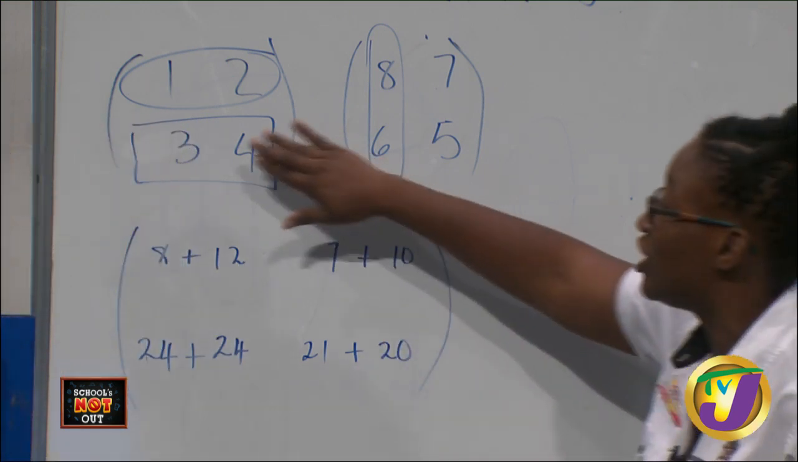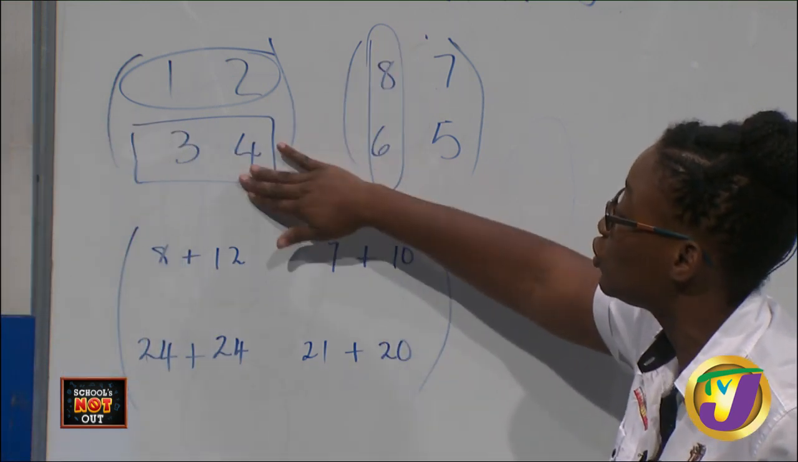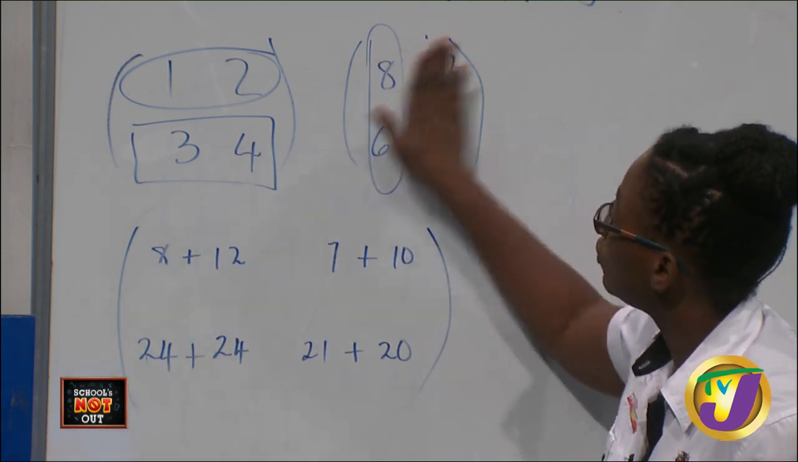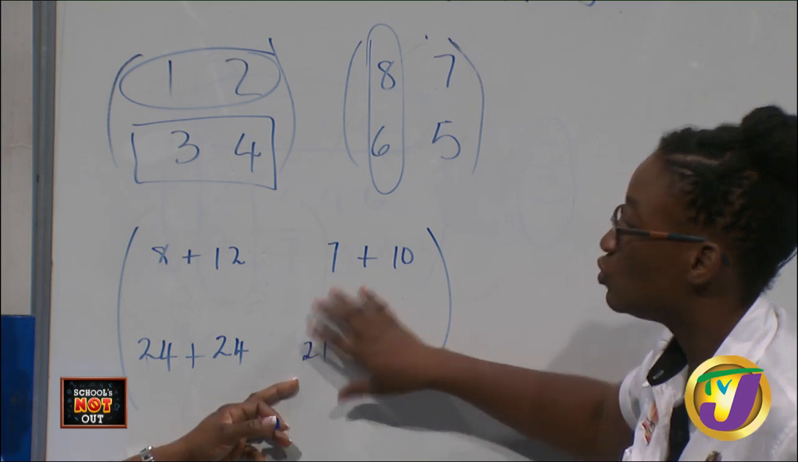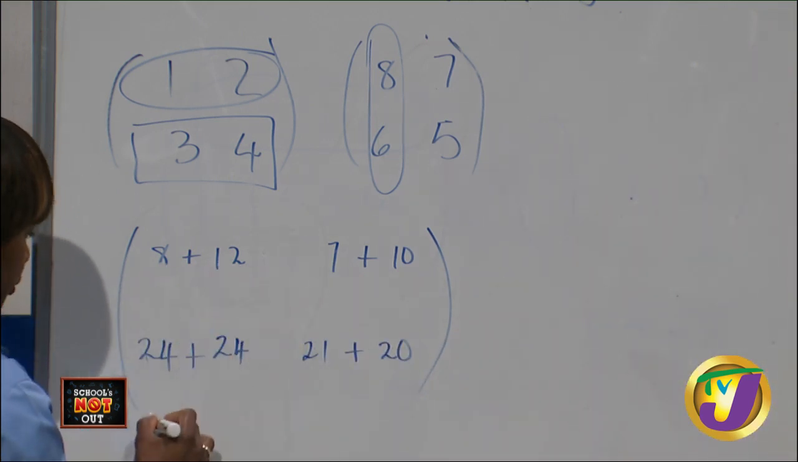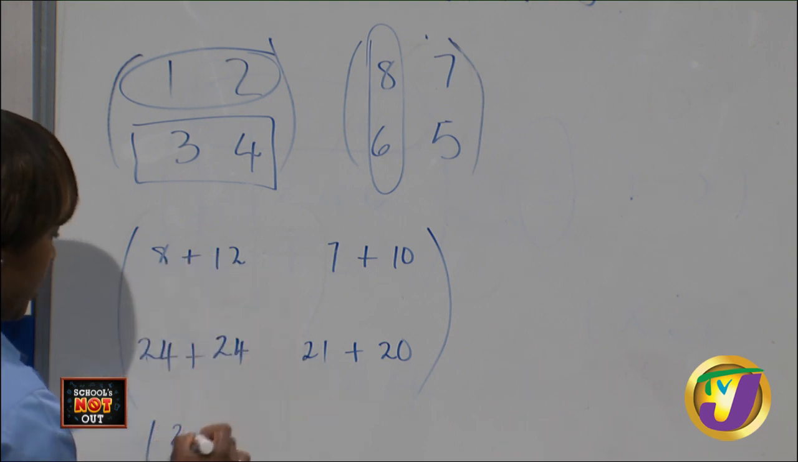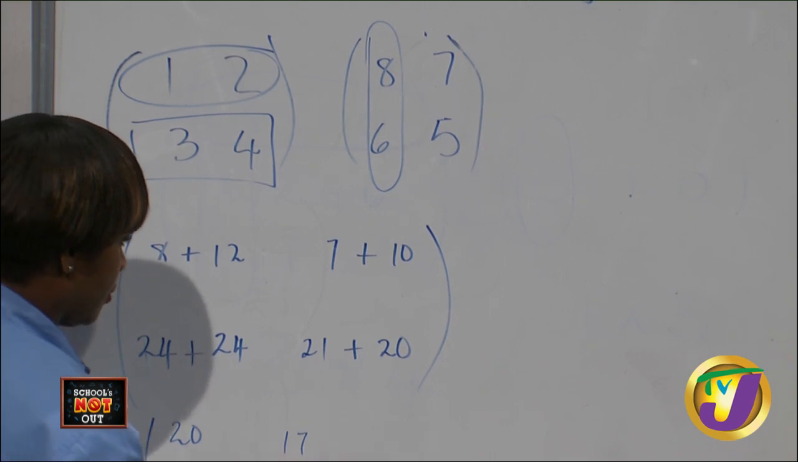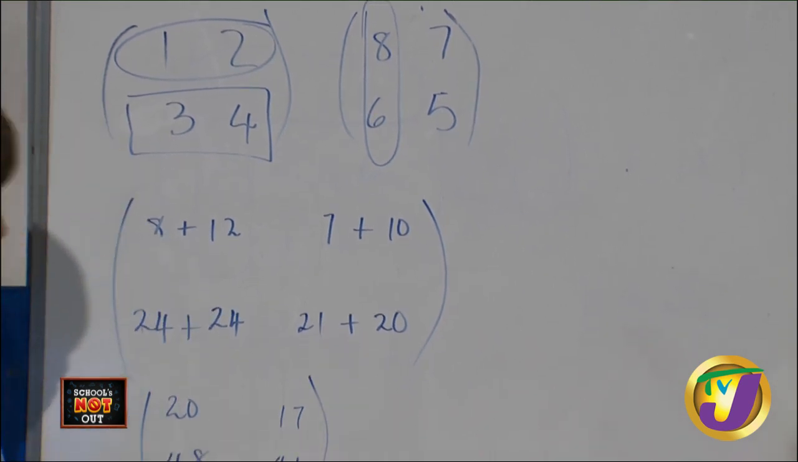Again, note the position. Row 2, column 1, and row 2, column 2. So we combine our values. So that's 20, 17, 48, 41.